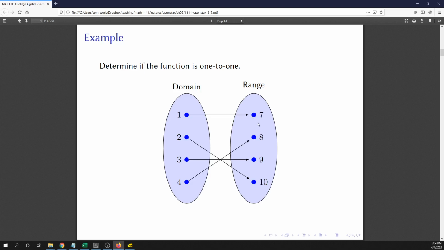This function is also a one-to-one function. You can see that every arrow coming into it, there's only 1 arrow coming into it. And this function is not one-to-one. Because of the 9 right here, we can see that the value 2 in the domain corresponds to a 9, and the value 3 also corresponds to a 9. Since I have 2 arrows coming in here, I basically have two ordered pairs with the same second number, and that's a 9. So this function is not one-to-one.